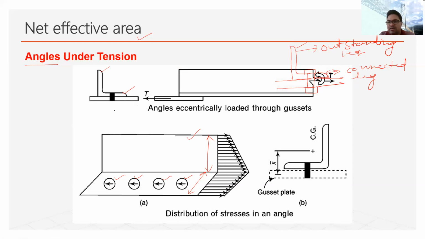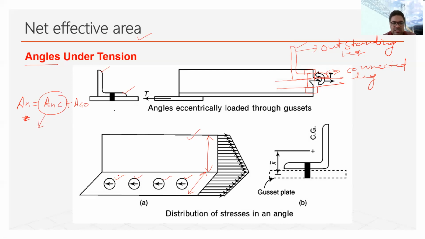So here we are supposed to know how we find the net effective area for angles if one leg is connected and the other leg is not connected. In that case, we find the net effective area in two terms. The net effective area will be the sum of ANC plus AGO. Now, what is the meaning of ANC? ANC is the net area of the connected part.